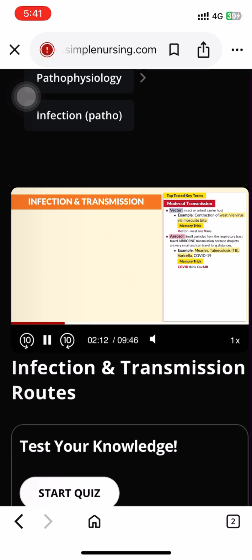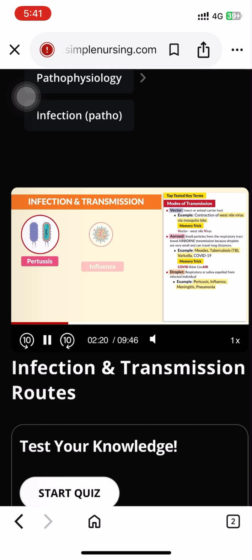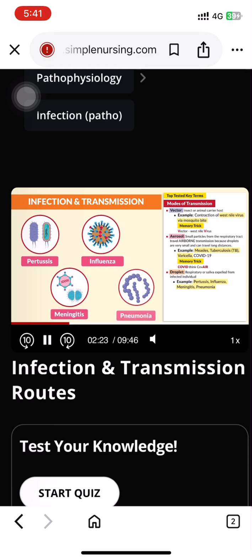And the next key term here is droplet. Respiratory or saliva expelled from an infected individual. Examples are pertussis, influenza, meningitis, and pneumonia.